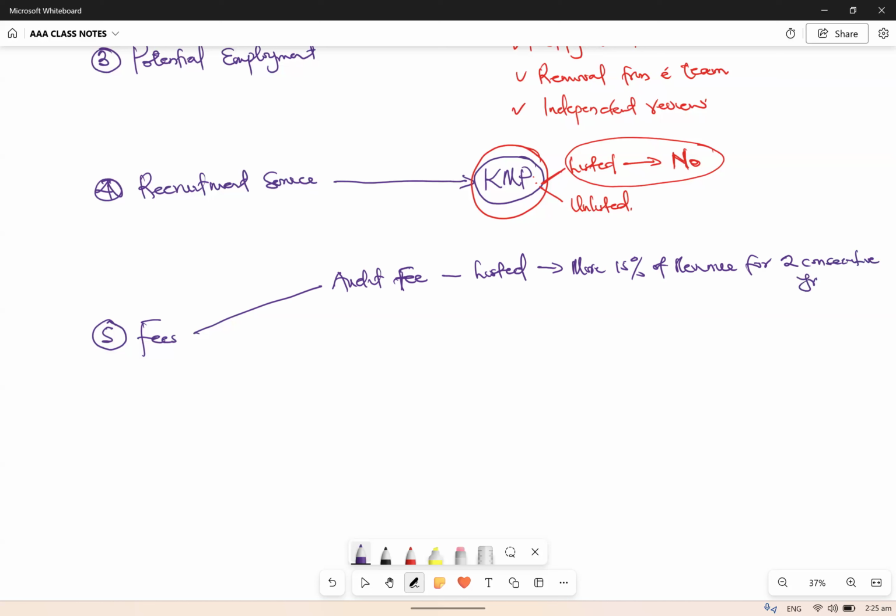What do we mean by that? Now, we are saying that, for example, if we take Deloitte, and Deloitte is auditing company A, the money that they take from company A should not be more than 15% of Deloitte's annual revenue. Now, why is that a problem?